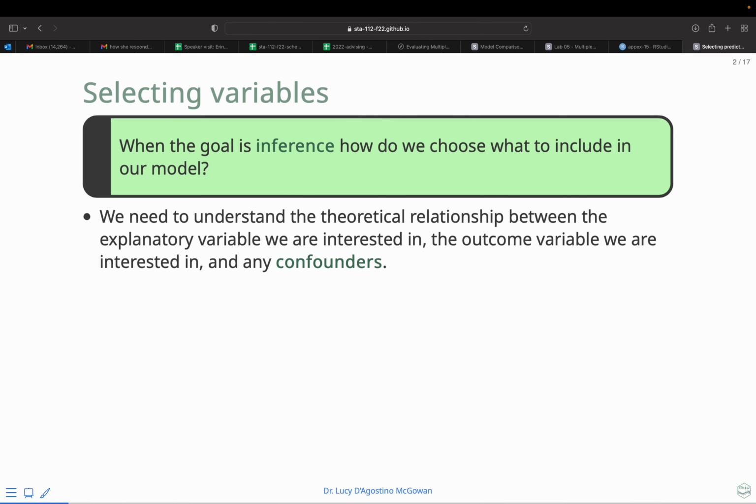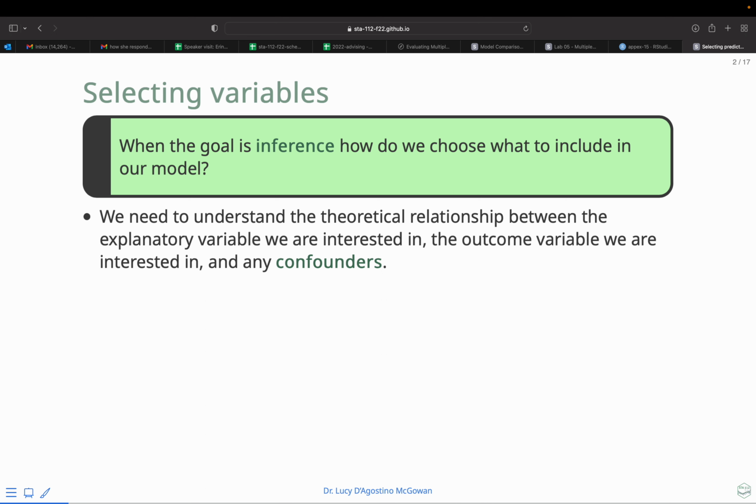When you're trying to understand the theoretical relationship between some explanatory variable and some outcome variable, you need to adjust for confounders. We had that extreme example of Simpson's paradox, where you needed to adjust for the department. I think in our example we were looking at the proportion admitted to one of the UC schools, broken down by gender, but it turned out there was this confounder, department, that was really important that we needed to adjust for.